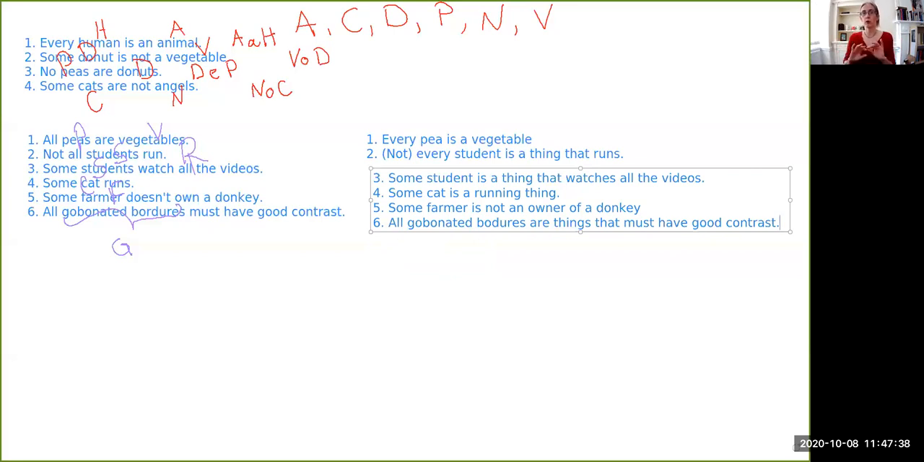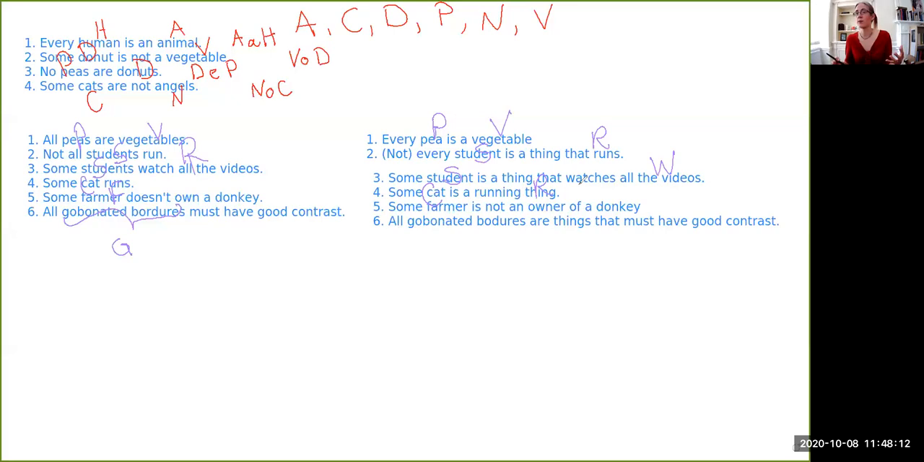Now we are in a position where we can completely identify the term language that we want to use to translate these. So P for P, V for vegetable, S for student, R for things that run. We've got S again here. How about W for watches all the videos? Cat, and then I should have used a thing that runs and a running thing. I shouldn't have used both versions of that. Anyway, we'll represent them both with the same categorematic term because they're really picking out the same property. They're just trivial variants in English. These variants don't matter at the level of logic.